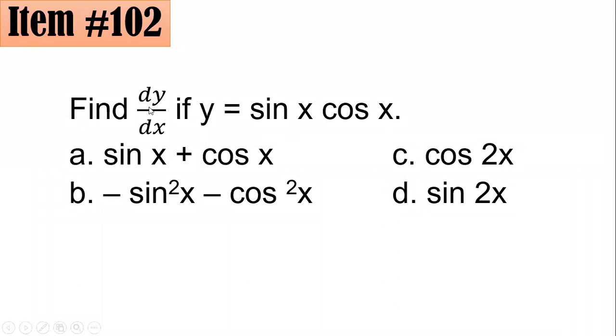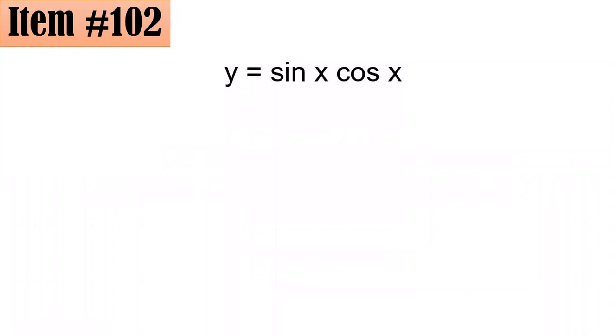Remember, dy over dx is also another symbol or notation for the first derivative. So we will get the first derivative of this function with respect to x. And anong rule po ang gagamitin natin dito? Kasi meron po tayong dalawa eh. We could treat sine x as one function and cosine x as another function. So how do we get the derivative of the product of two functions? We will use the product rule, no? In the product rule, the first function will be multiplied by the derivative of the second function, and the second function will be multiplied by the derivative of the first function. Para hindi po tayo ma-confuse, yung bawat function ay imu-multiply natin sa derivative ng isa pang function. Tapos i-add natin sila.